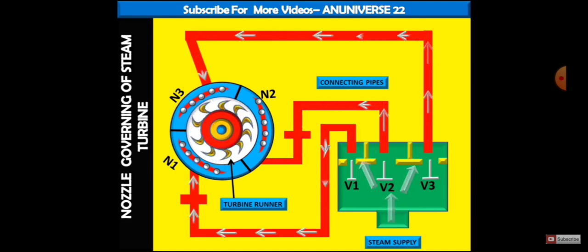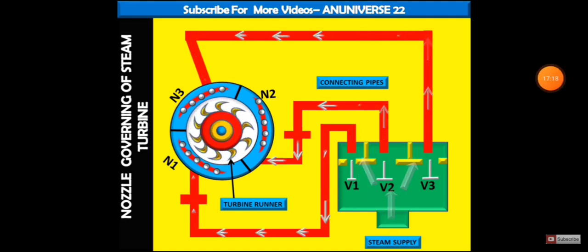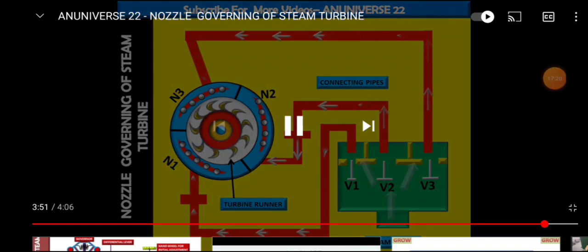According to the requirement of the load on the turbine, the supply of steam through the set of nozzles can be controlled with the help of valves V1, V2 and V3. So this is the whole working of nozzle governing of a steam turbine. But nozzle control governing cannot be used for a multi-stage impulse turbine due to the small heat drop in the first stage. Today we have learnt about the working and introduction of nozzle governing of steam turbine.